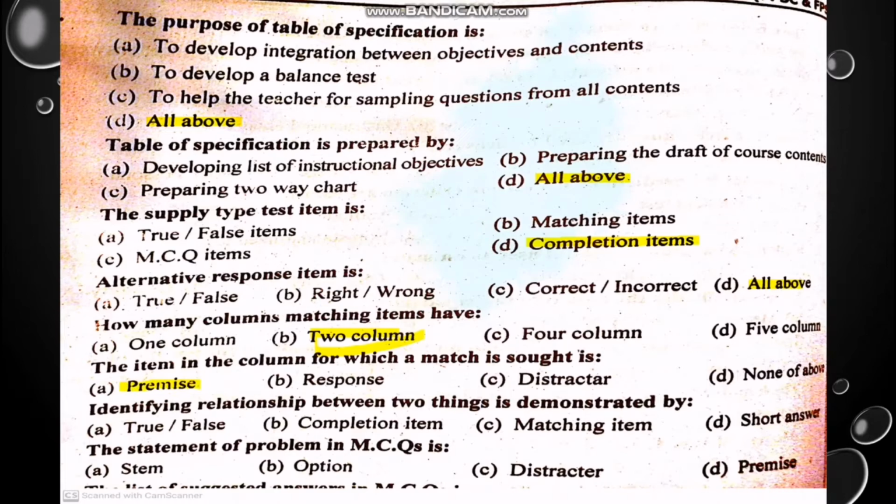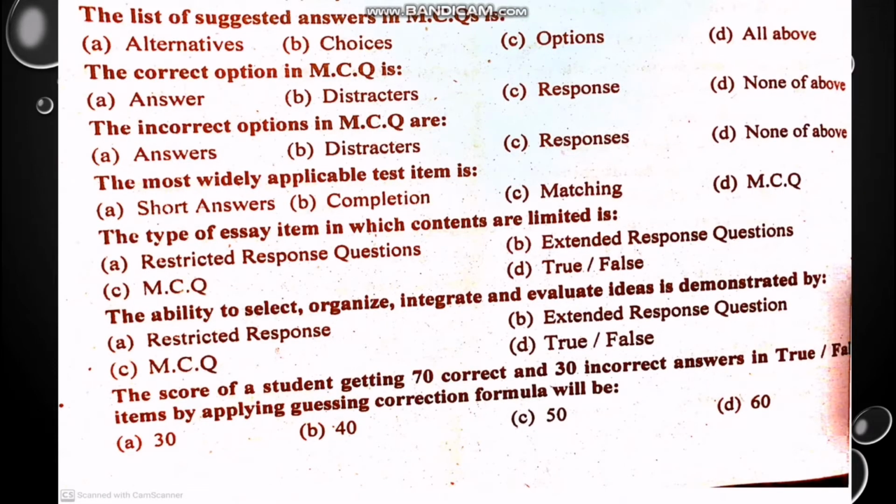Identifying relationship between two things is demonstrated by true false, completion item, matching item or short answer. So the right option is matching items. The statement of a problem in MCQs is stem, option, distractor, premises. So the right option is stem. The list of suggested answers in MCQs is alternatives, choices, options, all of above. So the right option is all of above.